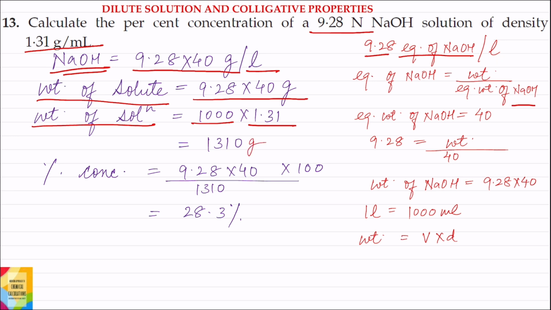Now we know the weight of solute, we know the weight of solution. So percentage concentration of the solution will be equal to weight of solute divided by weight of solution into 100, and this is equal to 28.3%.